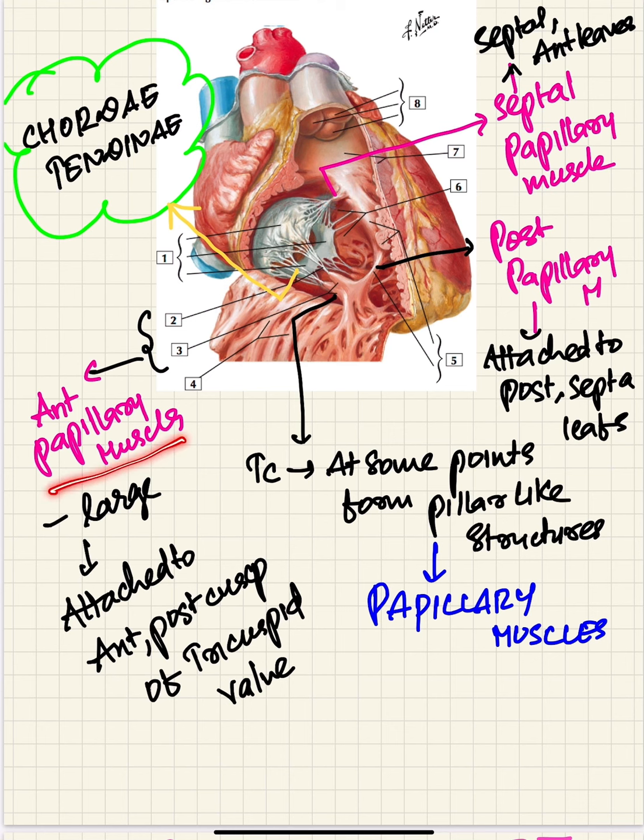The anterior papillary muscle is larger and is attached to the anterior and posterior cusps of the tricuspid valve, and the posterior papillary muscle is attached to the posterior and septal leaflets of the tricuspid valve, and the septal papillary muscle is attached to the septal and anterior leaflets of the tricuspid valve. This is all about the papillary muscle, a modification of the trabeculae carneae.